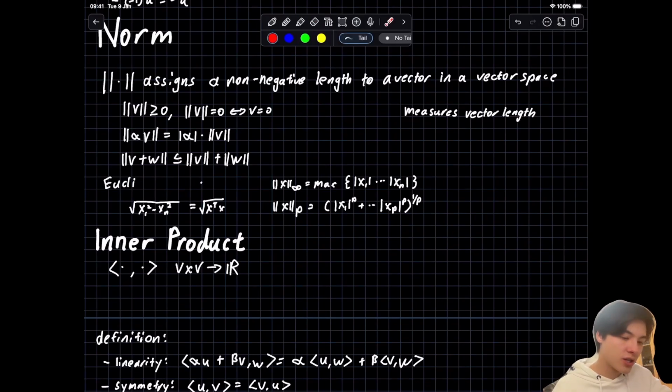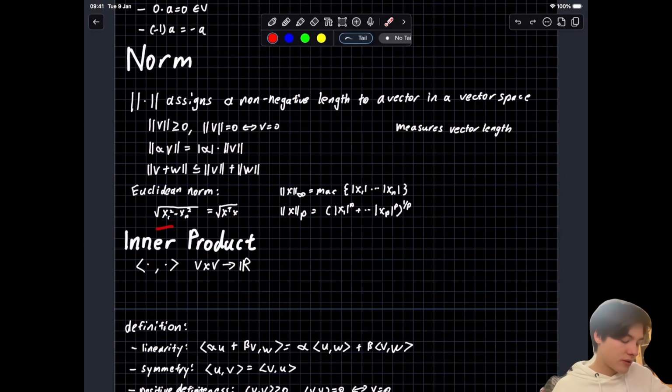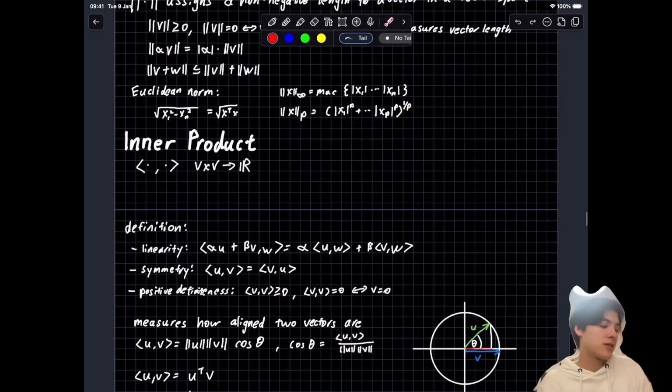Euclidean norm, which is the square root of all the things squared. It can be written like this. We have different norms. If it's infinity, then it's just whatever the maximum is, or p. Yeah, well, you get the gist.